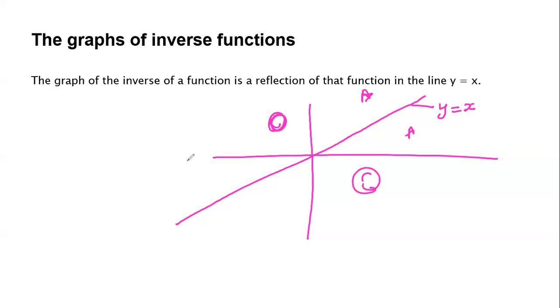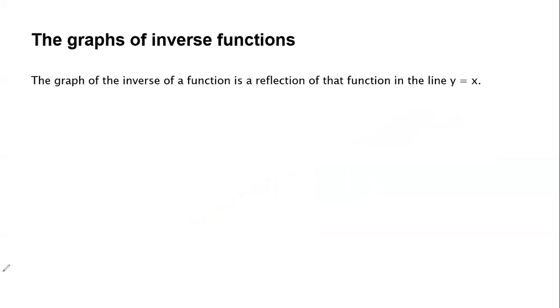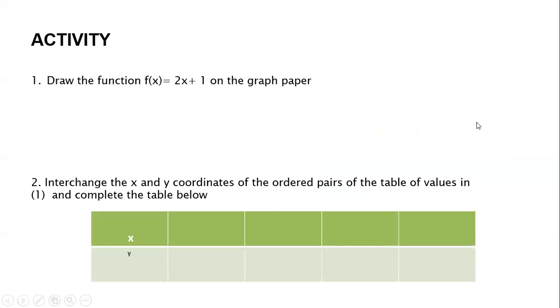I understand you looked at reflection in senior one. So an inverse is the reflection of the function in the line y is equal to x. And if you remember your reflection in the line y is equal to x, you could just interchange those digits. You make your y become your x. Why don't we look at an example?